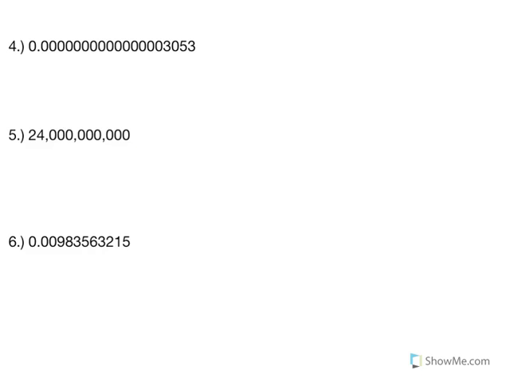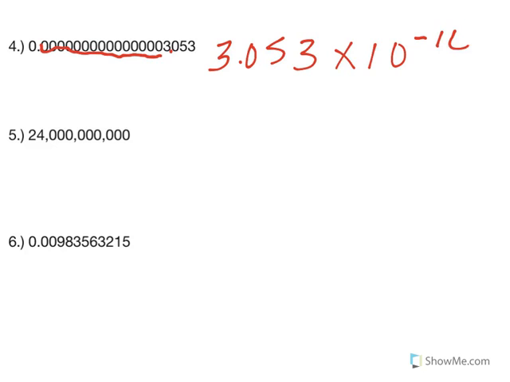Number 4, lots and lots of zeros here. We know we want our decimal to end up right after the 3. So 3.053 times 10 to the, and when you count all these, there should be 15 zeros, and so it's going to be times negative 16. 15 zeros and then the 3, if I typed them in correctly. I hope so. Next one.